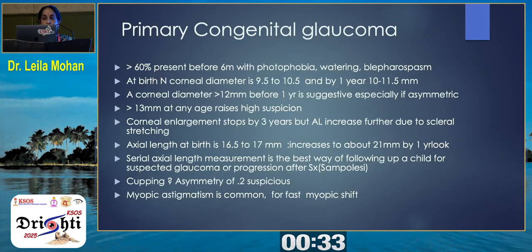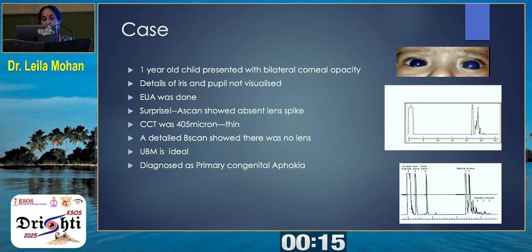More than 12 millimeter under 1 year is definitely suspicious, and more than 13 millimeter at any age is highly suspicious. The axial length also has to be measured and followed up. Serial measurement whenever there is a doubt gives you a better idea. And cupping, any asymmetry between the cups, is important; usually there is no cup in a child.